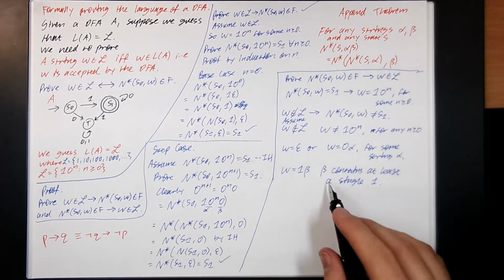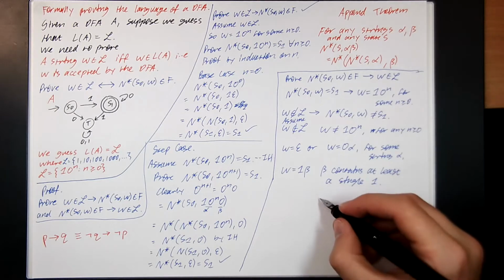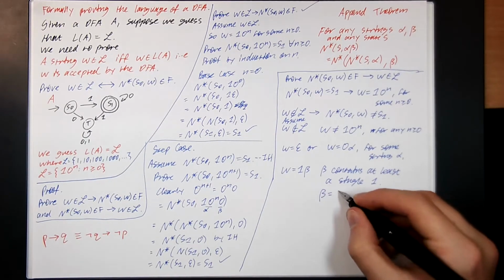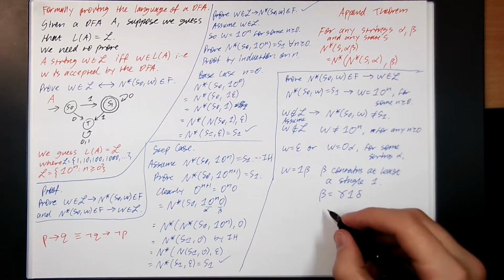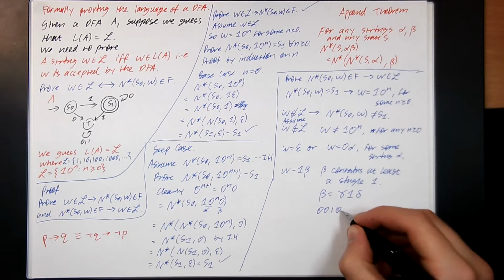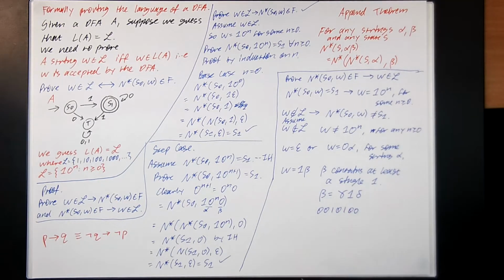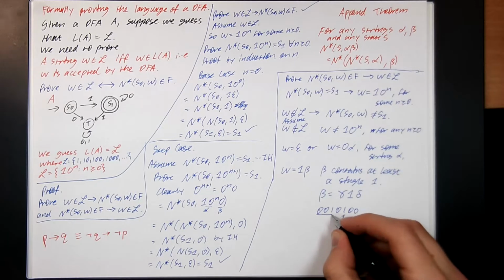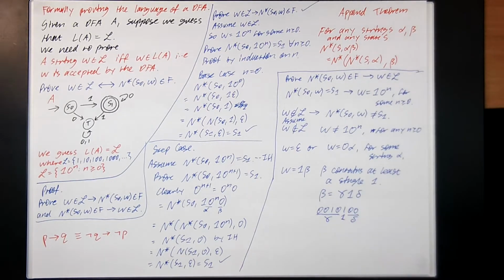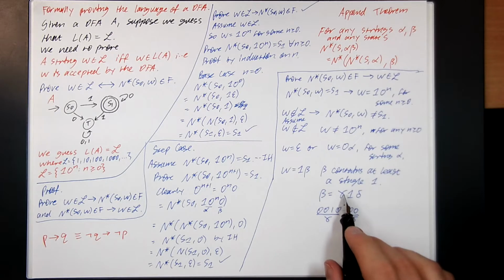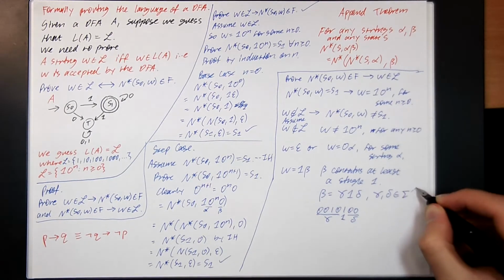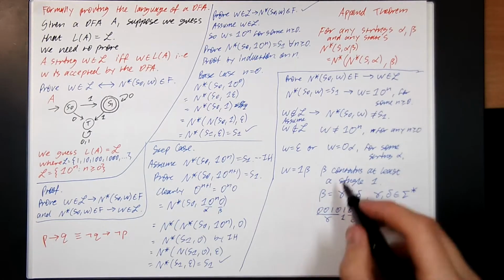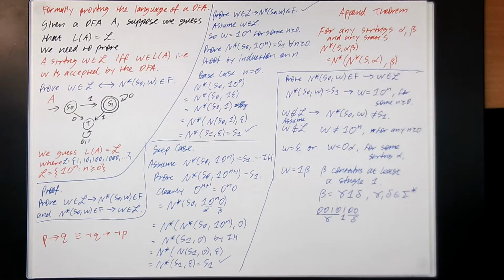If beta contains at least a single 1, then we can write beta as some string gamma, a 1, and some string delta, right? Because any string that's got a 1 in it, for example, 0, 0, 1, 0, 1, 0, 0, I can segment this into 3 parts. Here's my 1, here's my gamma, here's my delta. So I should be able to write beta as gamma, 1, delta, where gamma and delta are just both strings. They could be empty, we don't know, right? So these are going to be my 3 cases. I'm going to need a little bit more room to do this proof, so let me get some more paper.